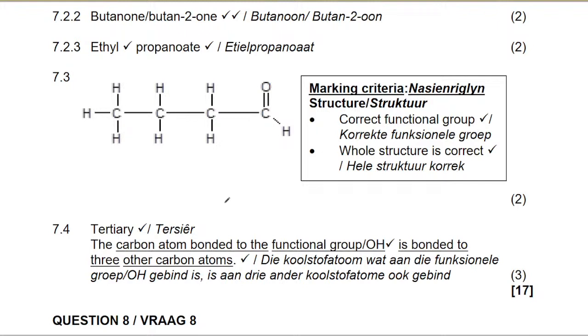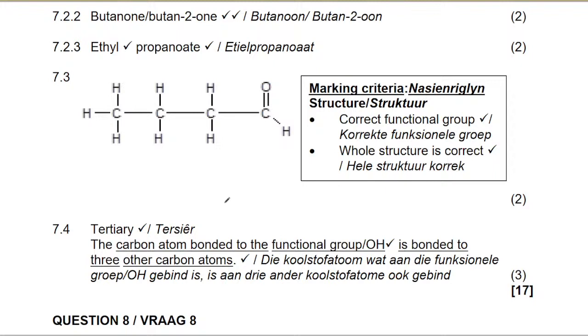So 7.3, write down the structural formula of compound F. Compound F has 4 carbons. And this is how you mark: the correct functional group is there, 1 mark; the whole structure is correct, another 1 mark. So I think that one is quite clear.